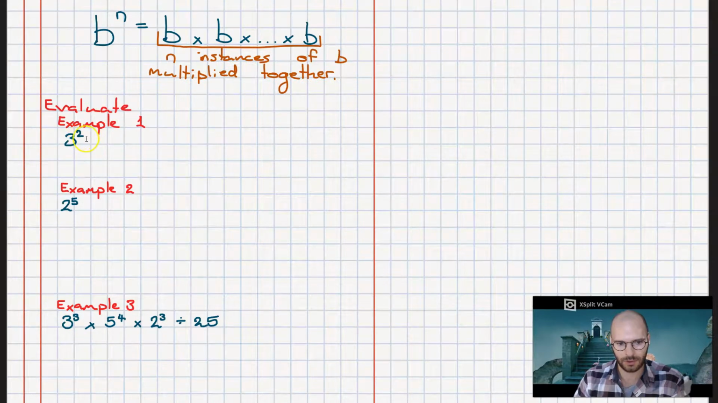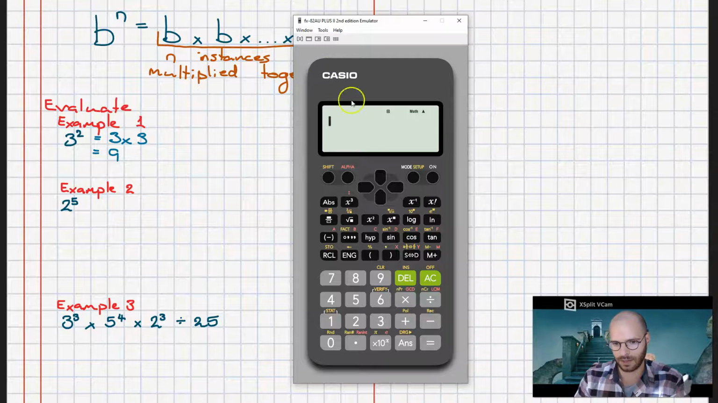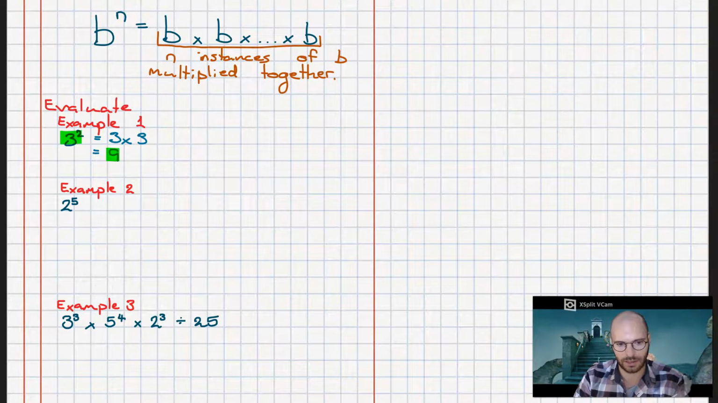Now let's have a look at how we can evaluate some indices. Example 1, we have 3 squared. We can go the slow route and say 3 squared is the same as writing 3 times 3, and 3 3's are simply 9 because we know our times tables. But when we're working with numerical indices, we always want to have our technology at hand, because technology makes the crunching of these numbers so much easier. So we'll go 3 squared and boom, the calculator tells us instantly: 9.